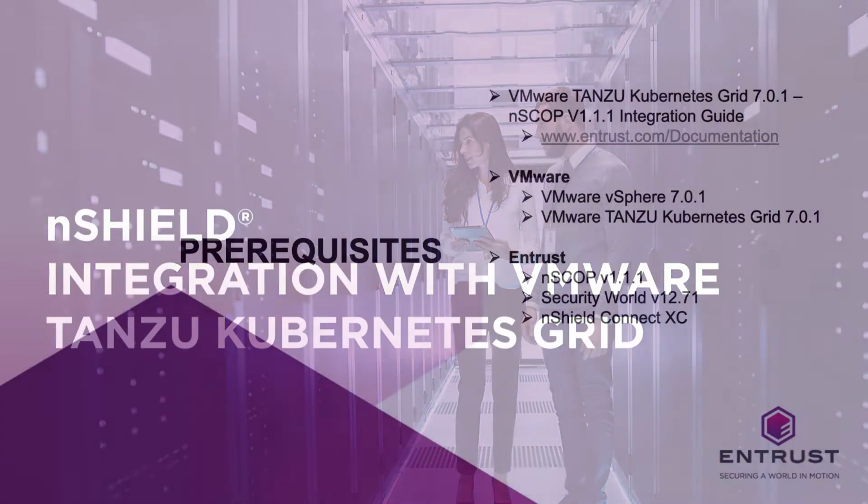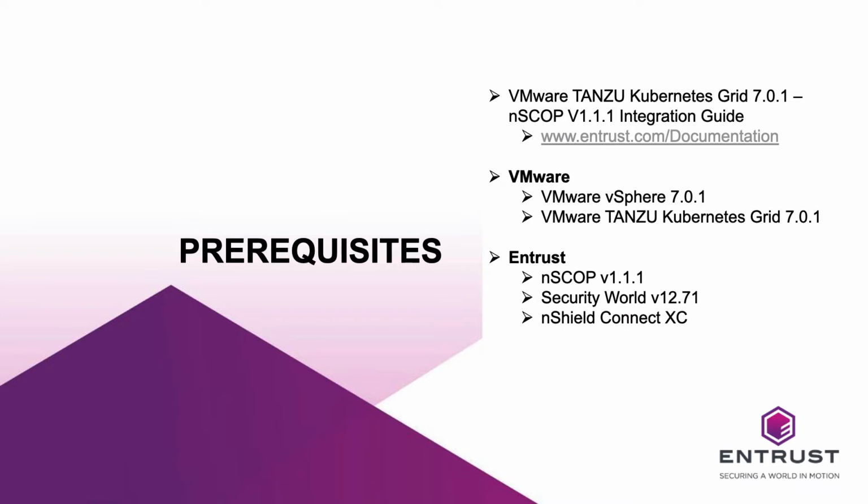Today, I'd like to walk you through the integration of VMware Tanzu Kubernetes Grid service with the Entrust nShield Container Option Pack. This was deployed on premises. To prepare for the integration of VMware Tanzu with the nShield software, I performed the installation using the following recommended products and versions. It is recommended that you follow the VMware Tanzu Kubernetes Grid nShield integration guide to be able to complete this integration. This guide is located on the entrust.com documentation website.